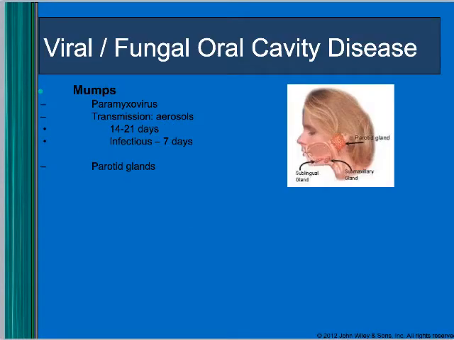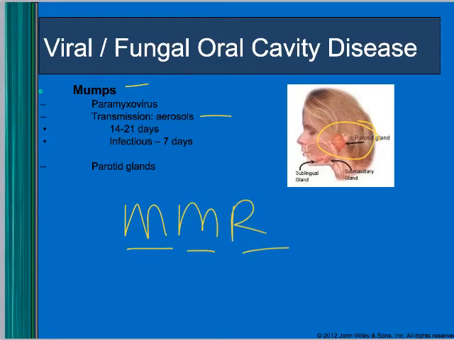Now if we look at viral diseases of the oral cavity, the first one we'll talk about is mumps. Mumps is a paramyxovirus. It's transmitted through aerosols. It lasts about 14 to 21 days. You're infectious for 7 days, and it infects the parotid glands, so those are what actually swell when you have the mumps. We prevent it with the measles, mumps, and rubella vaccine.